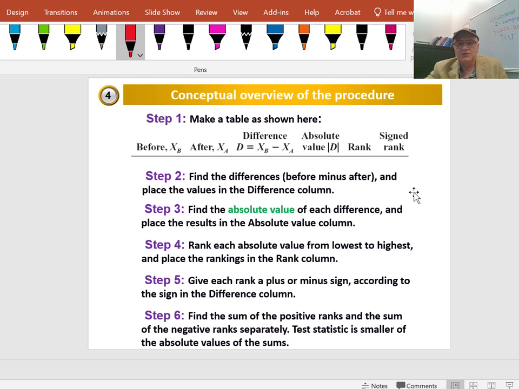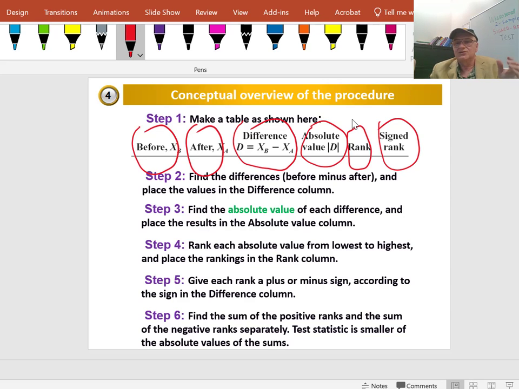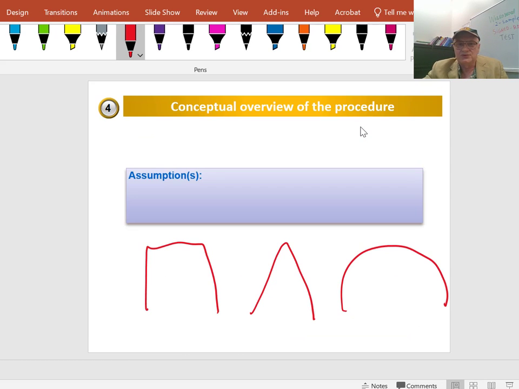What is the heart of the procedure? What was the famous idea of Wilcoxon? So we have two samples, before and after. Firstly, we calculate differences for each of the pairs. Then we find the absolute value of those differences, just ignoring the negative sign. Then we rank this column of absolute values and return the original sign. This is called the signed rank. Then we calculate the sums of positive and negative ranks and take the absolute values, and the test statistic is the smaller of the absolute values of those two sums.